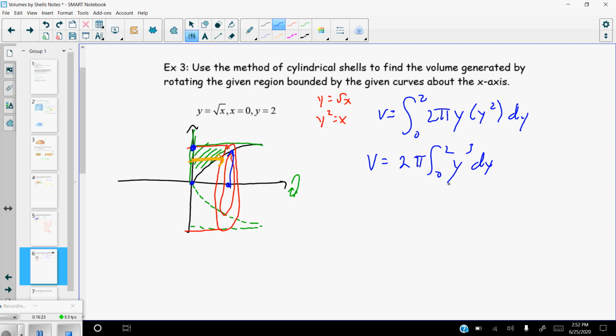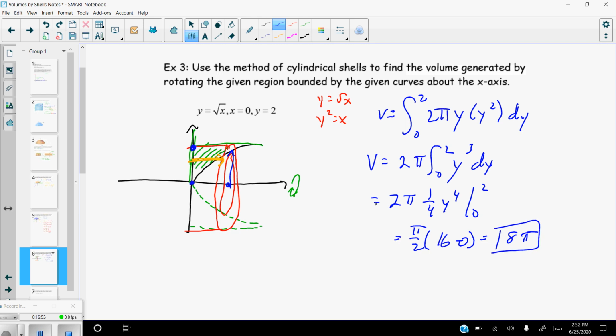There. All right, so we're going to get 2 pi times 1/4 y to the 4th from 0 to 2. Okay, 2 pi times a 4th is pi halves. Plugging in 2 into y to the 4th: 2, 4, 8, 16. Plugging in 0 gives you nothing. So we get 16 minus 0, 0 times pi halves is 8 pi units cubed. That is the volume. All right, one more to go.